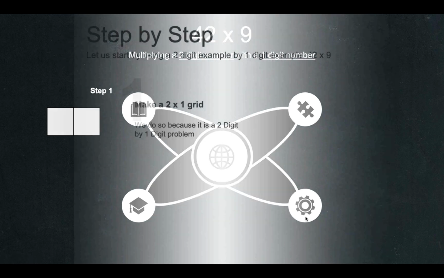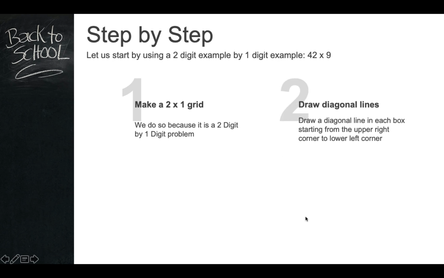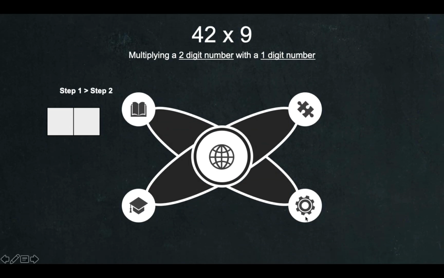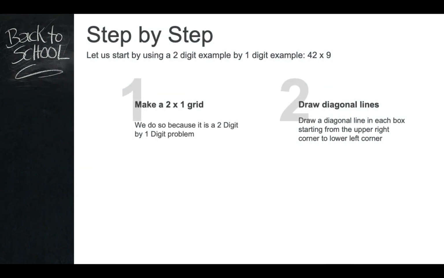My second step is to draw a diagonal line. Now we will be drawing a diagonal line in each box. Remember, it will be drawn in each box starting from the upper right corner. So here, as you can see in my example, I start drawing diagonal lines and notice it begins from the right corner and goes through to the bottom left corner. Okay, so now that we've done our first two steps, let us look at step 3.